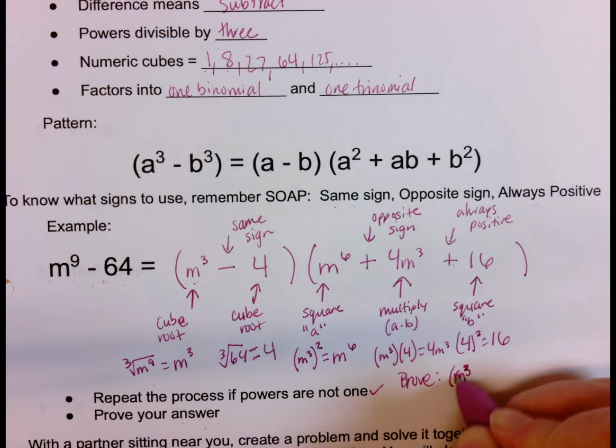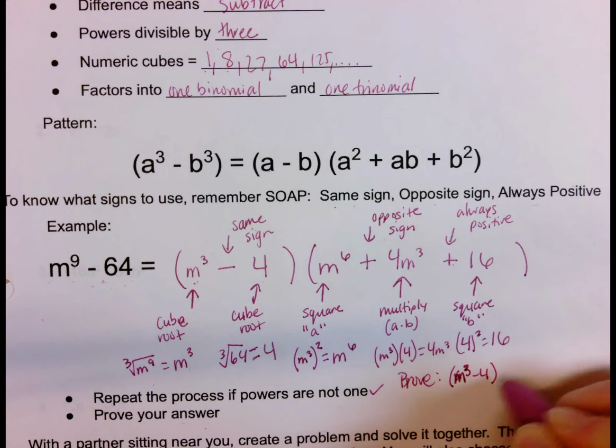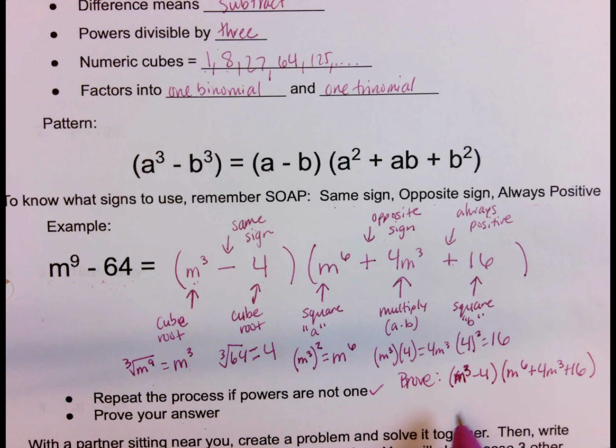cubed minus 4, and we multiply it by m sixth plus 4m cubed plus 16. Okay, and we're going to multiply that. So we do m cubed times m to the 6th, that's m to the 9th. Then we're going to take that m cubed and multiply it by these other two terms as well. So m cubed times 4m cubed is 4m to the 6th. M cubed times 16 is 16m cubed.